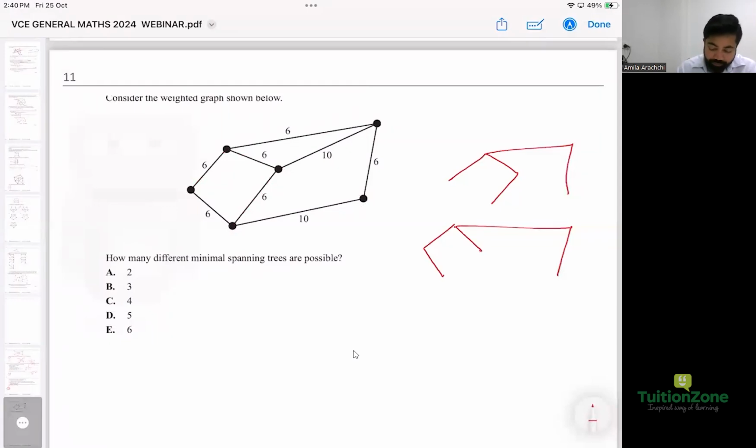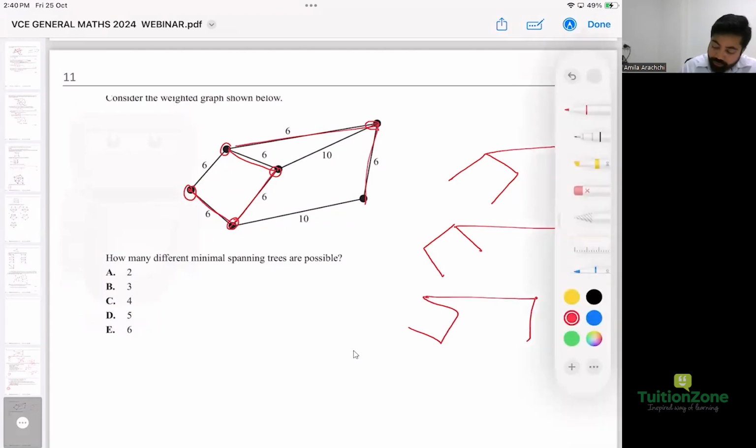And anything else? 1 is done, 2 is done. And also probably you can do this one. That's a different one, isn't it? Here. So you have something like this, that, and that. So 3 already. Is there anything else you notice?